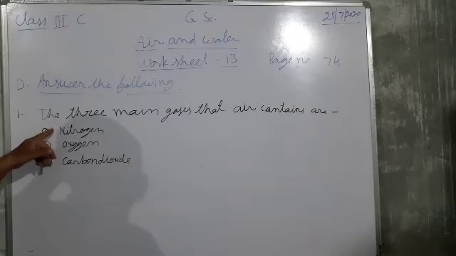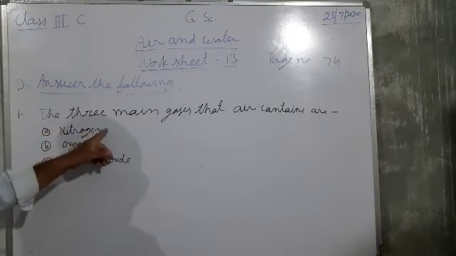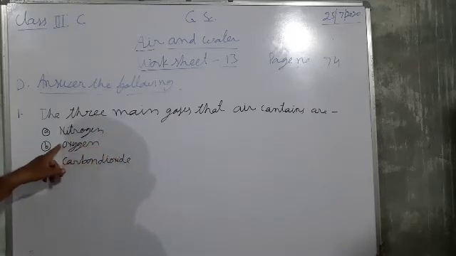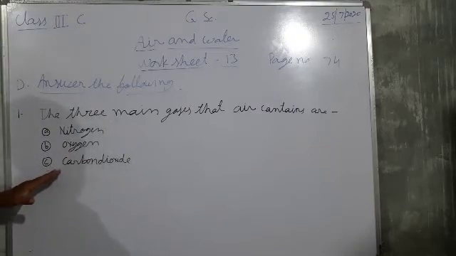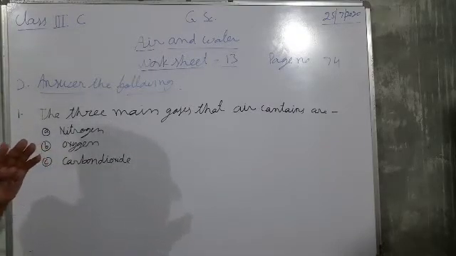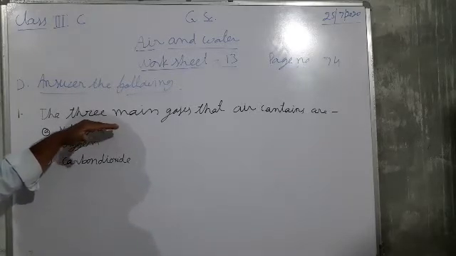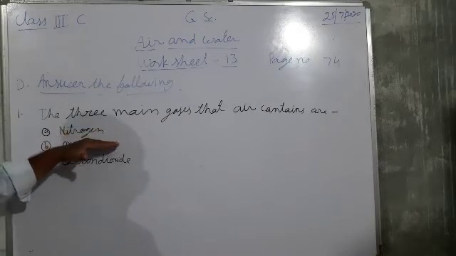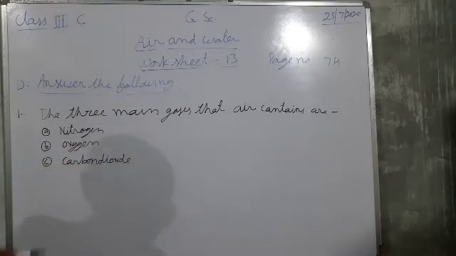The proportion gradually decreases. The proportion of nitrogen is more in comparison to oxygen, and the proportion of oxygen is more in comparison to carbon dioxide. In one line, you can understand that the amount of nitrogen in the atmosphere is more in comparison to oxygen, and the amount of oxygen is more in comparison to carbon dioxide. So now see the next question.